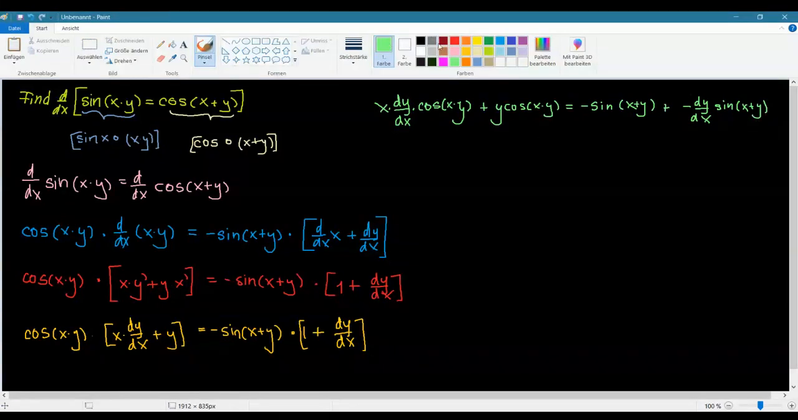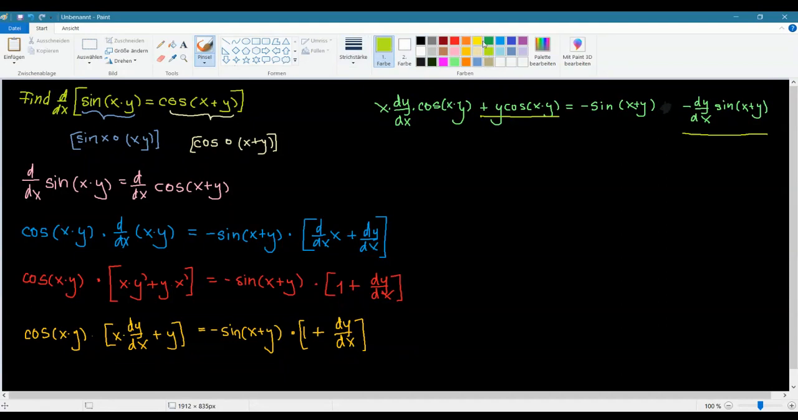Looks intimidating, isn't really. We just have to get the dy over dx's on one side because that's our derivative. That's our slope of the tangent line. And we have to get everything else on the other side. So the next thing that we're going to do is we're going to subtract this right here from both sides. And we're going to add this to both sides. There actually doesn't need to be a plus right here because we have a negative.